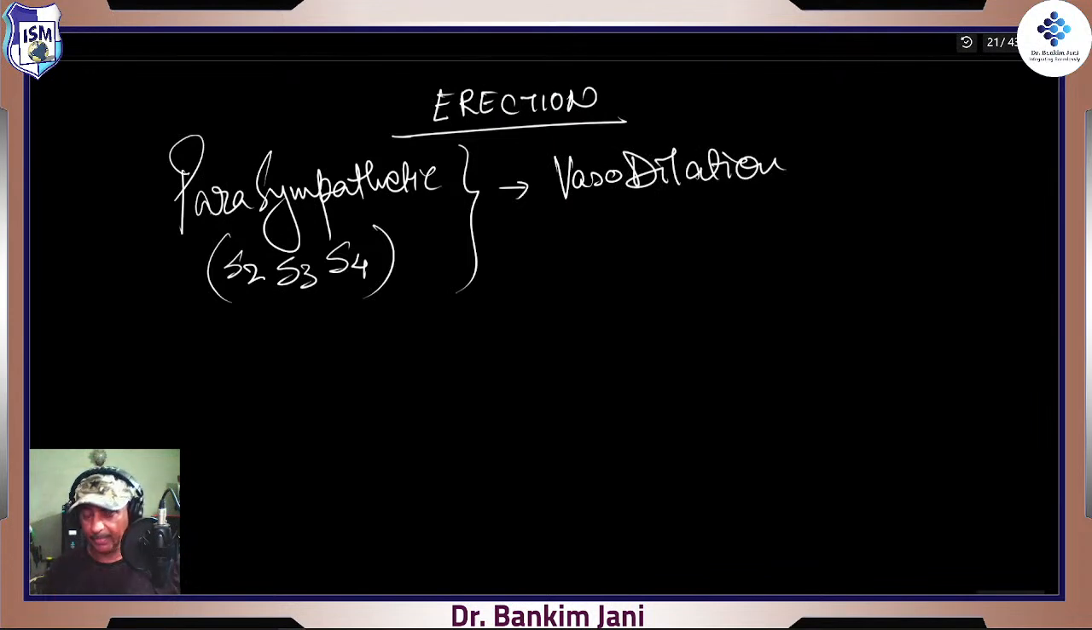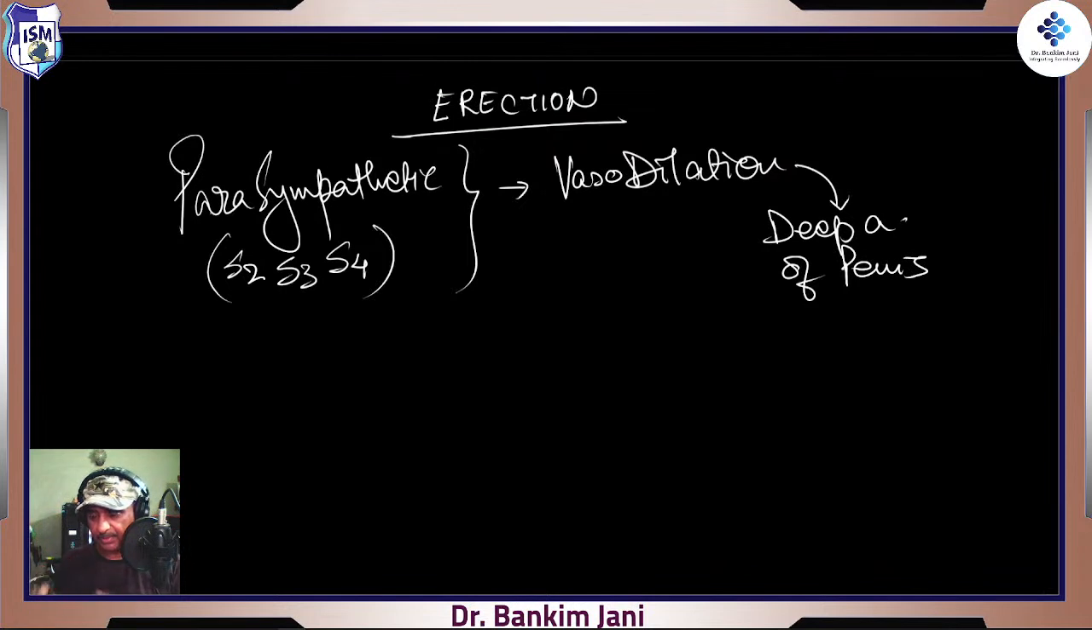So it is this parasympathetic system that leads to vasodilation, the deep artery of the penis. Now see what happens. This deep artery of the penis is a branch of the internal pudendal. Its branches are those helicine arteries, right?